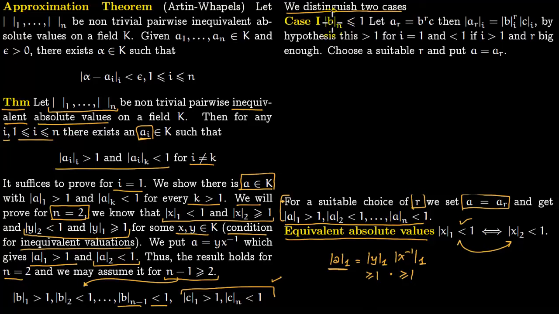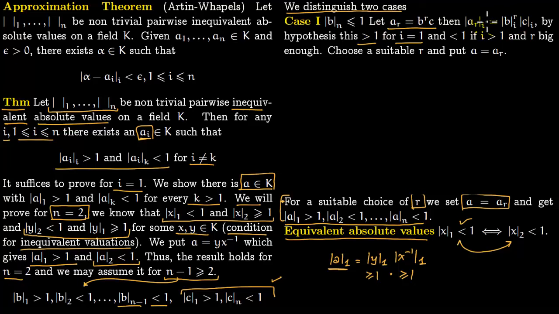So the absolute value of b with respect to this n is less than or equal to 1. Now you set a_r as b to the power of r times c. So you take absolute values for i, it will look like this. So by hypothesis, this is greater than 1 for i equals 1, because for valuation 1 it is greater than 1, here also it is greater than 1. So this thing would be greater than 1.